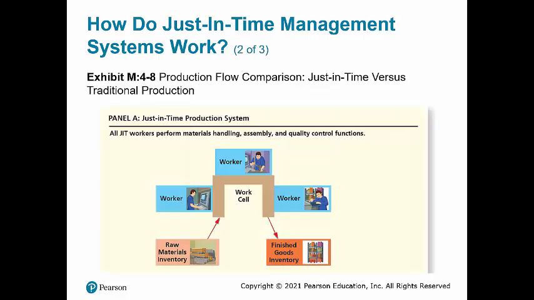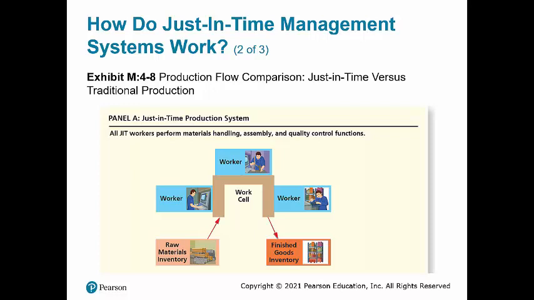Production in a just-in-time management system will be completed in self-contained work cells as shown on the slide. A work cell is just an area where products are manufactured using what is called continuous flow processing. Everything needed to complete the manufacturing process is readily available. Each work cell will include both the machinery and the labor resources to manufacture a product.